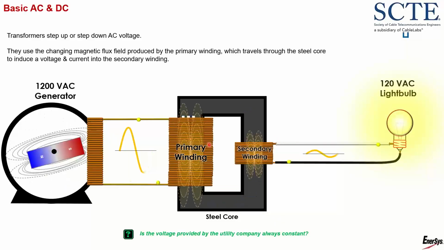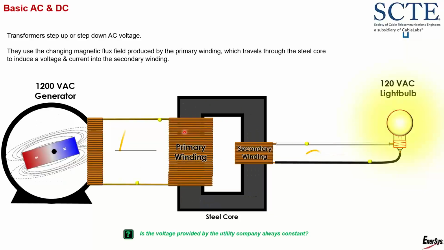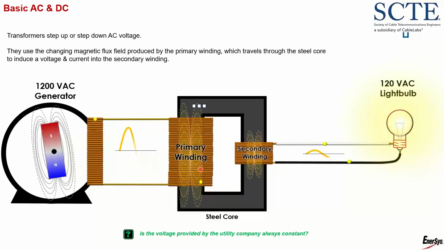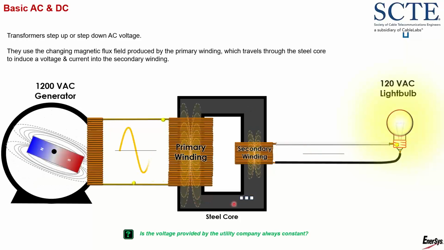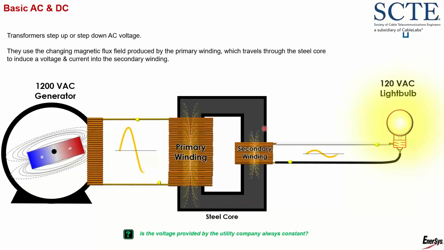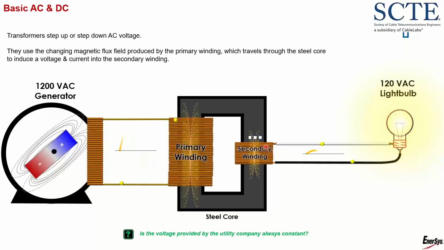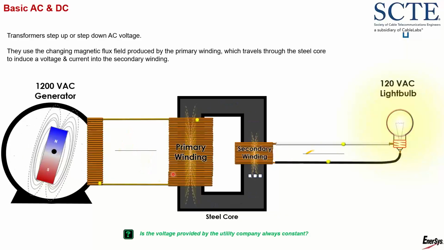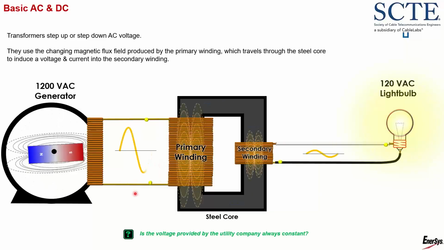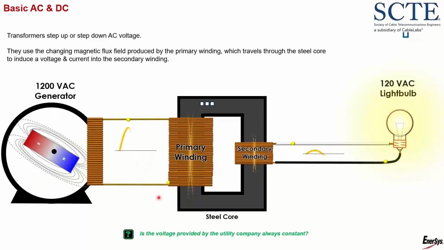And because I have more copper on the primary side and less copper on the secondary side, my voltage drops from 1200 volts down to 120 volts, all being done using the magnetic energy that is produced by the primary winding. So no electricity flows from the primary to the secondary. It's the magnetic field flowing through the steel core that causes the electrons to start to flow in the secondary winding. Hopefully that kind of makes sense. I know it's a little bit complex, but this is how a basic step-down transformer functions.